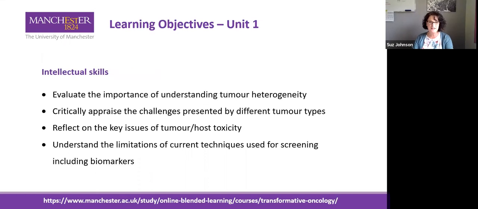In terms of your intellectual skills, you'll be able to evaluate the importance of understanding tumour heterogeneity, critically appraise the challenges that are presented by the different tumour types, and really reflect on the key issues of tumour and host toxicity. And importantly, understand the limitations of the current techniques that are used for screening, including biomarkers, and start to think about ways that we could improve those strategies.